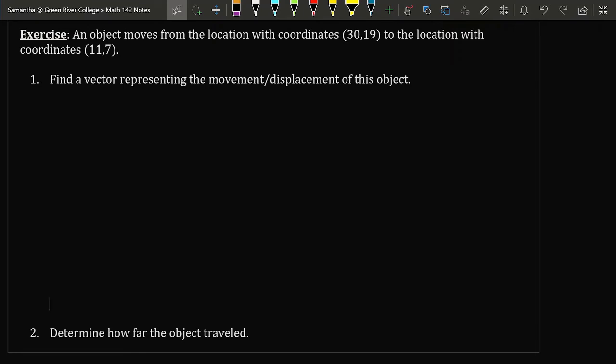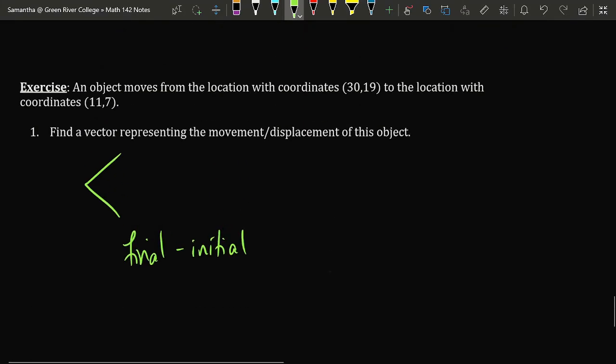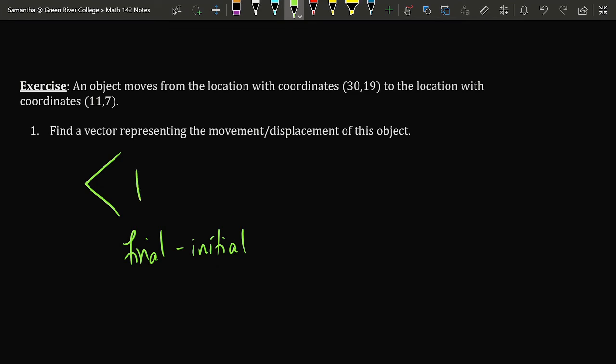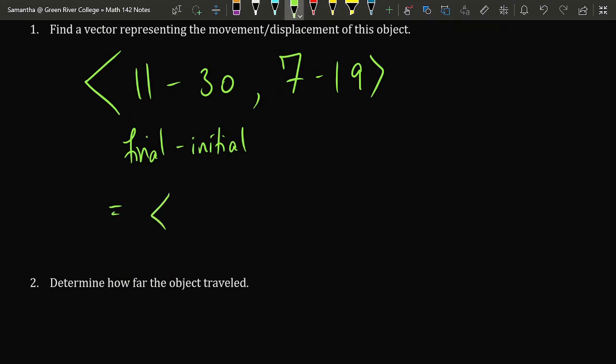So to figure out the vector representing the movement/displacement of this object, I'm going to use the formula that says to find the vector stretching from one point to another, use the formula final minus initial. So I'm going to take the final x-coordinate, which was 11, and subtract the initial x-coordinate, which was 30. I'm going to take the final y-coordinate, which was 7, and subtract the initial y-coordinate, which was 19. And after calculating those two differences, I get the vector -19, -12.